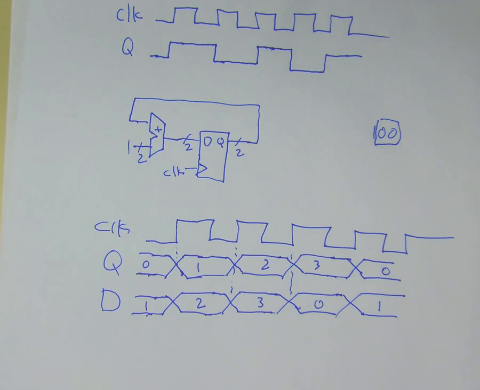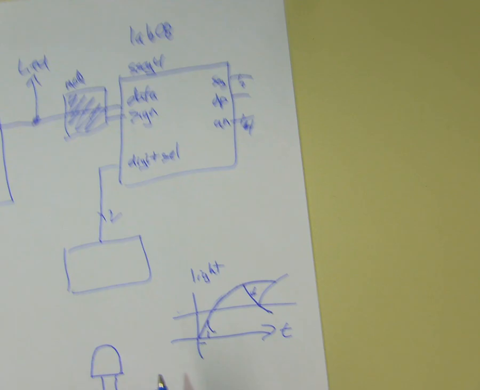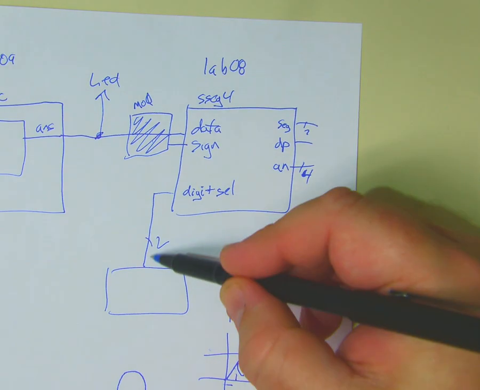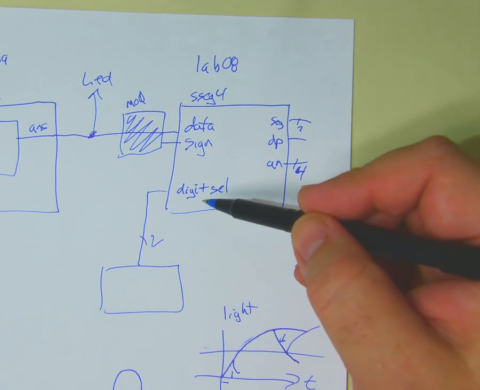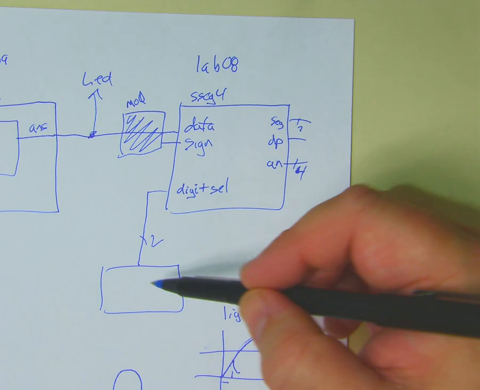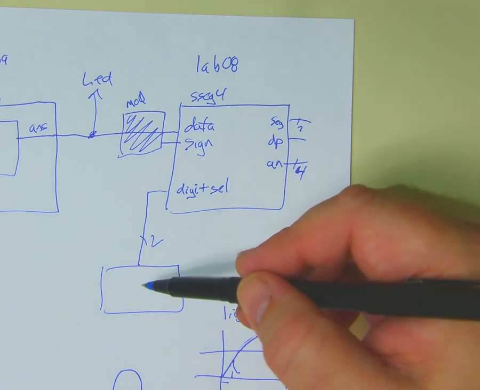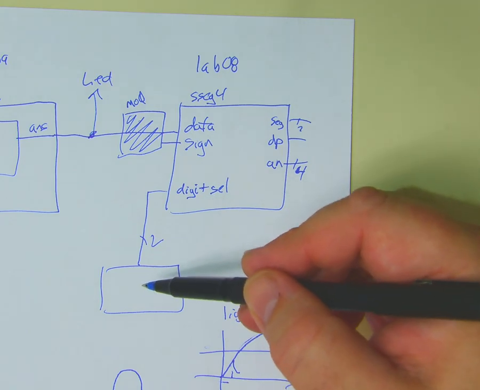Now, so that's the whole trick. That's all I want here when I'm looking at this. Digit select, I want 2 bits. It's going to go 0, 1, 2, 3, back to 0. So I want 2 bits out of this counter.